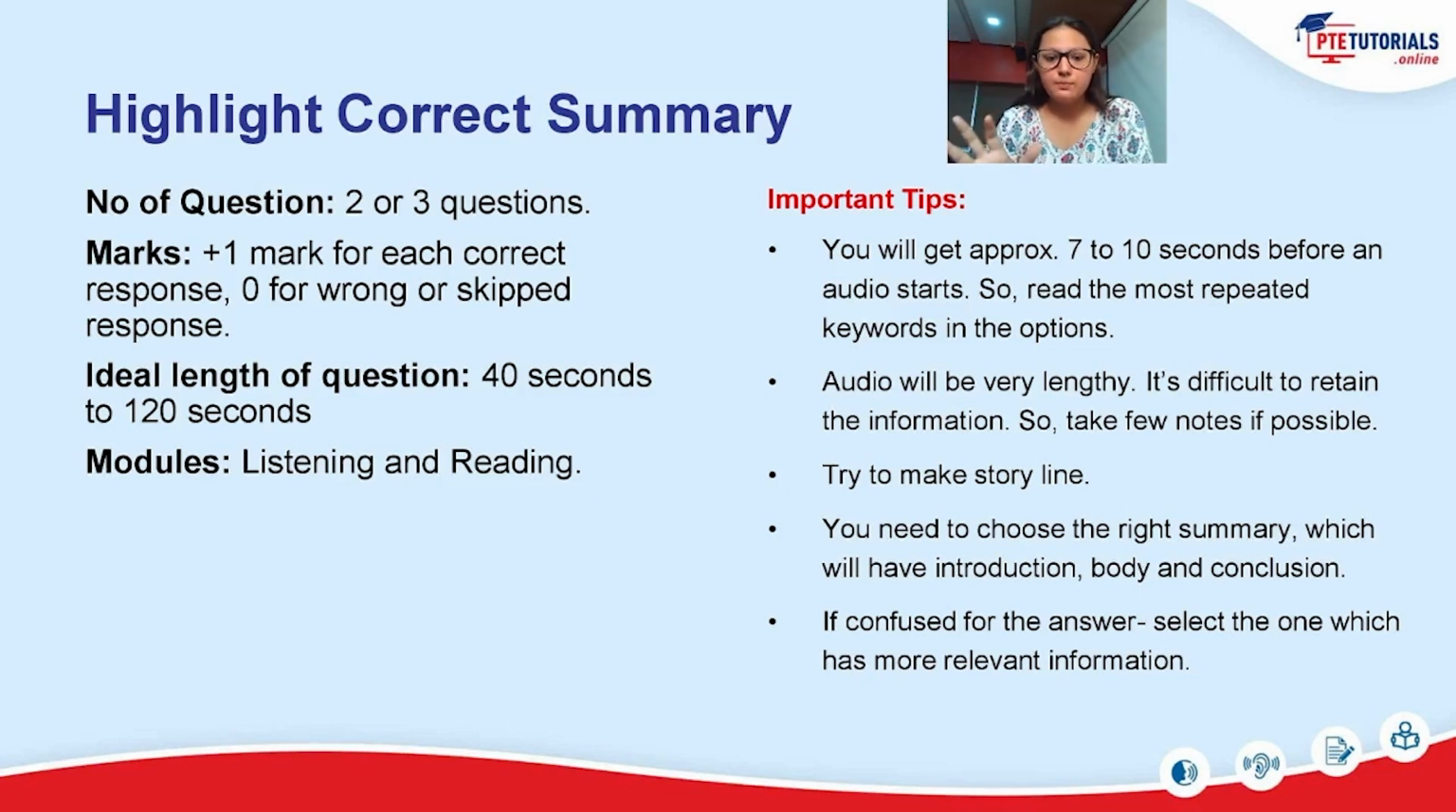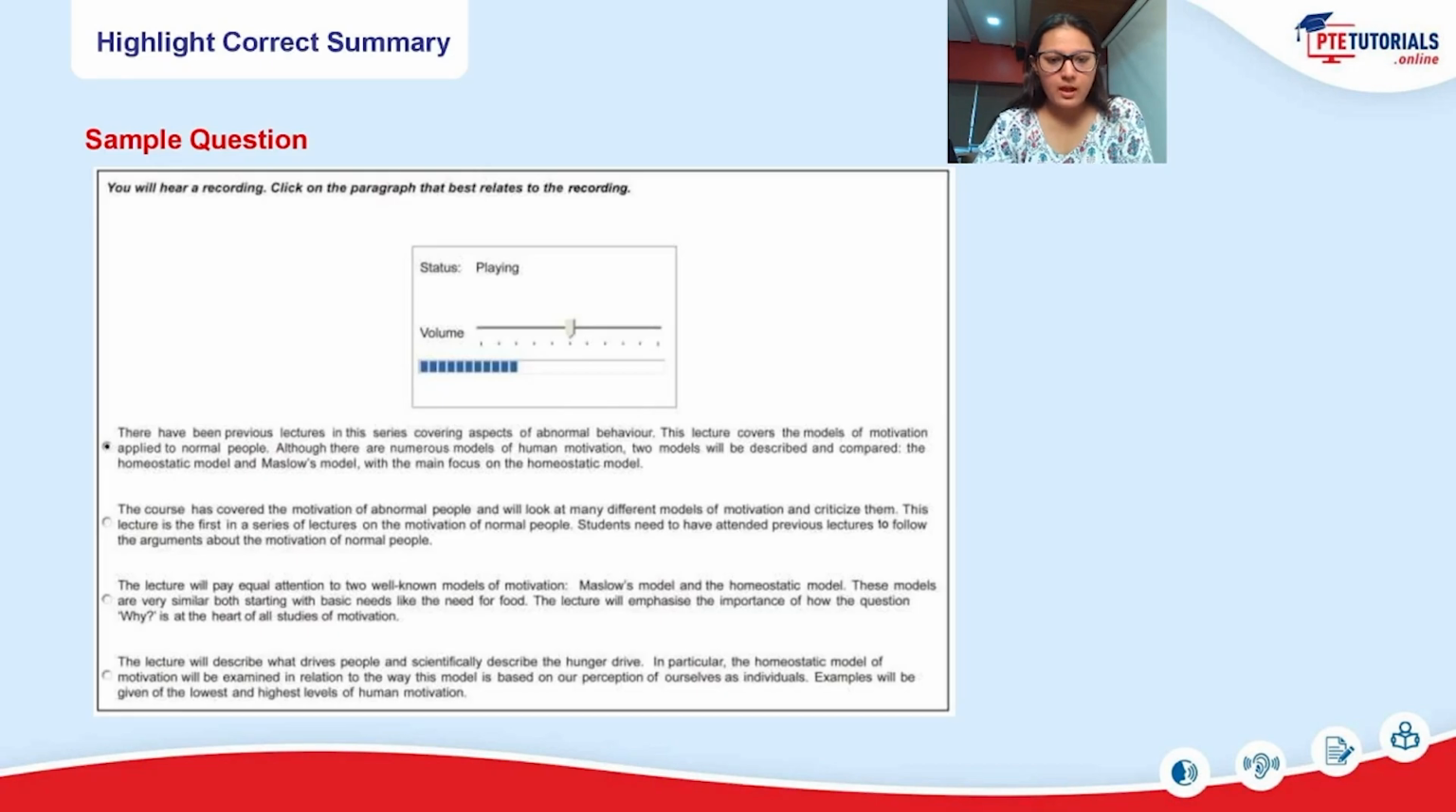those 11 important integrated tasks, and that is Highlight Correct Summary, one of the very easy tasks. Why? You listen to the audio and the summaries are already provided. You don't have to write it down. You just have to listen to the audio and select which one is the perfect summary, which has an introduction, body and conclusion, and the important points of the audio.